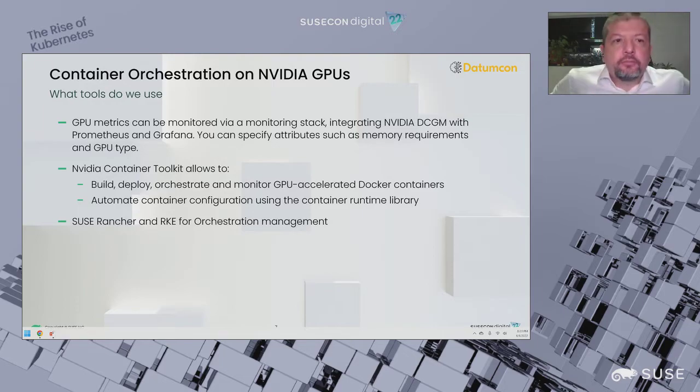So what tools do we use here exactly? Well, of course, we need GPU metrics, and there's plenty of monitoring stacks. Thankfully, on that, there's everything. In particular, we would use the Nvidia DCGM, coupled with Prometheus and Grafana. There's a couple of open source projects out there in the community that actually work quite well in order to be able to understand memory requirements and GPU types and GPU cycles available for every single one of the GPUs.